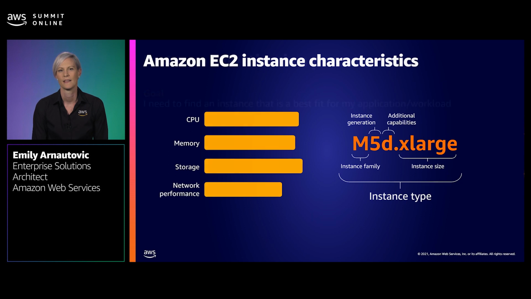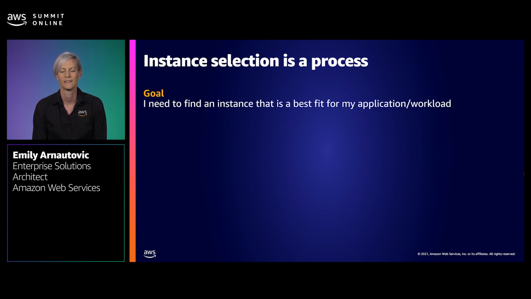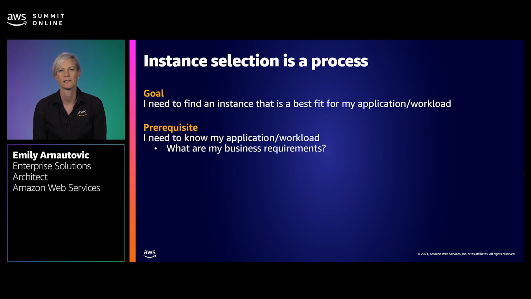So to select the EC2 instance, you need to know your application. Ask yourself the following key questions. What are my business requirements? Some examples are selecting between high performance versus low cost, or asking, what does my operational SLA look like?